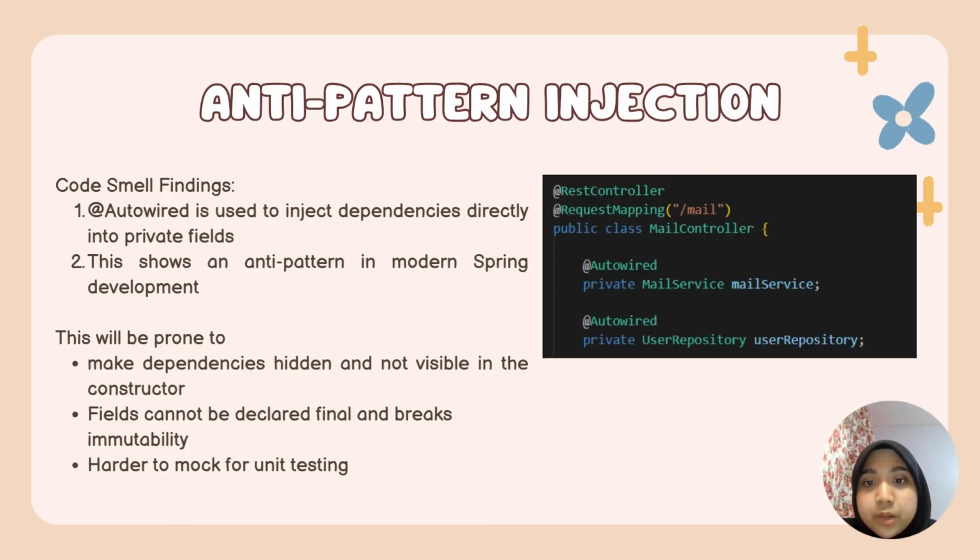Next, the code smell that we found is the use of field injection, an anti-pattern. For example, in the main function, it uses @Autowired, which is used to inject dependencies directly into private fields. This is an anti-pattern in modern Spring development. It tends to make dependencies hidden and not visible in the constructor. Fields cannot be declared final, which breaks immutability, and it is harder to mock for unit testing.